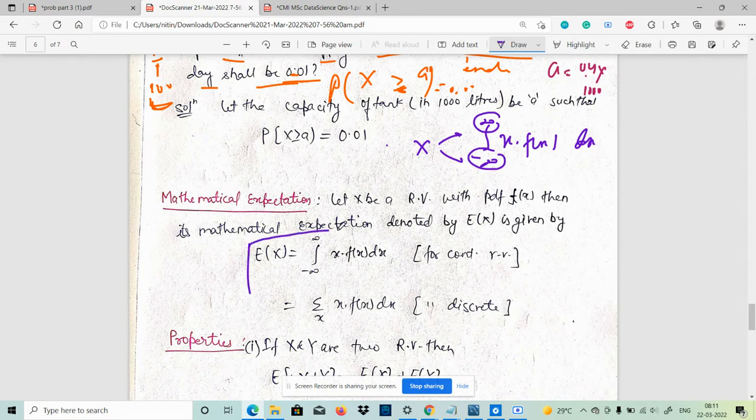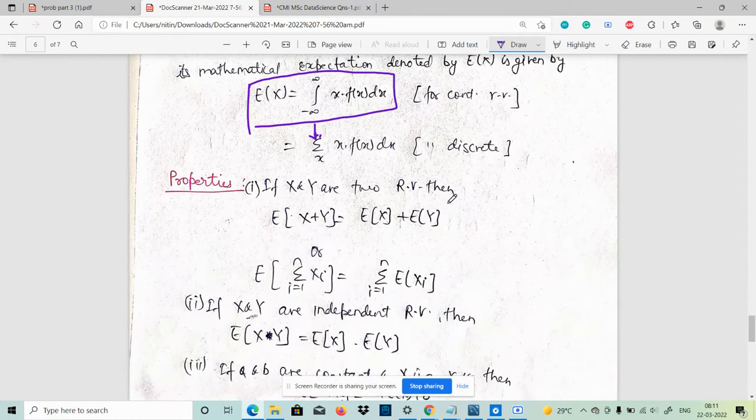I have discussed this earlier also, and for any discrete random variable you just need to replace the integral sign by the summation, and you will get the mathematical expectation of the discrete random variable. So anytime you have a random variable x and they want you to find its expectation, just calculate this integral, and there you find the mathematical expectation of x.